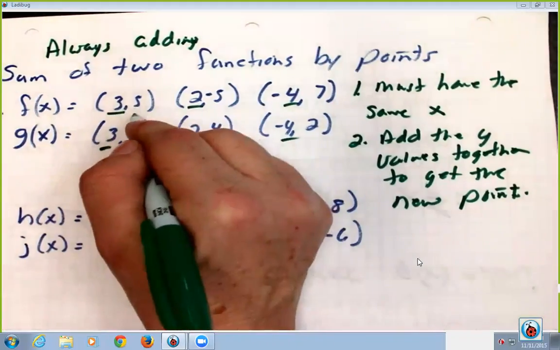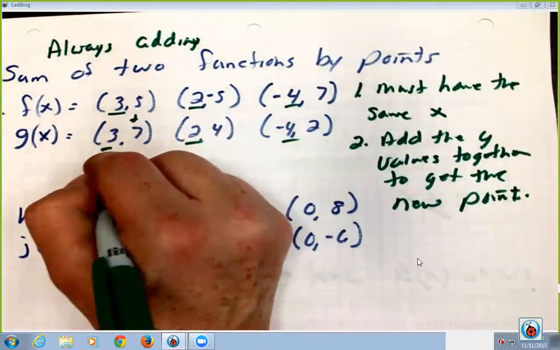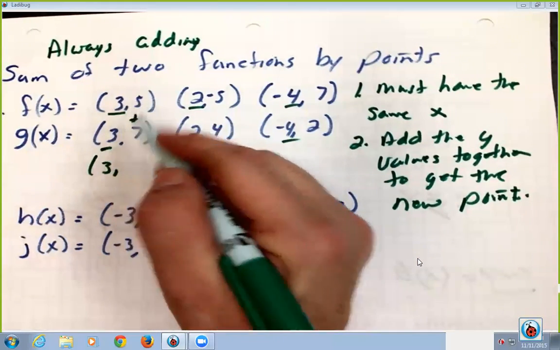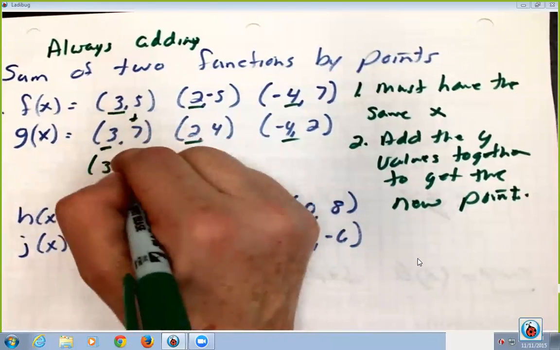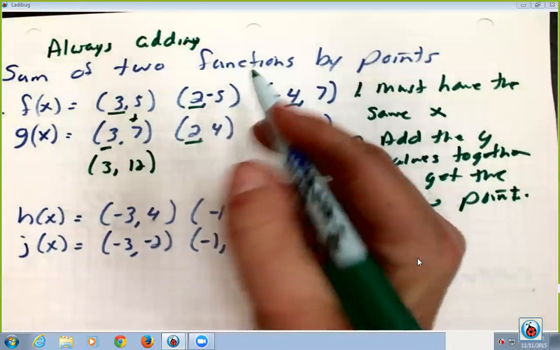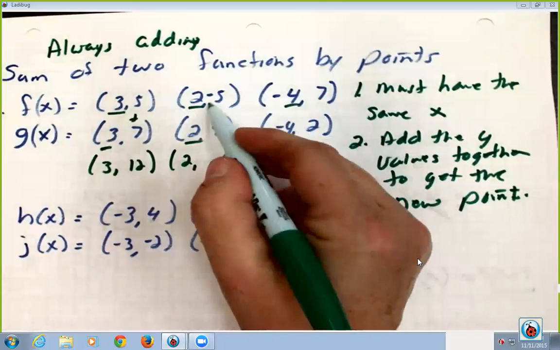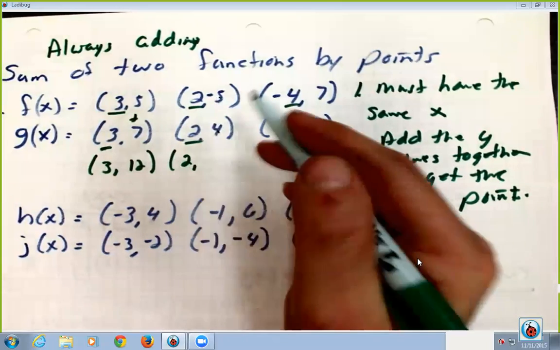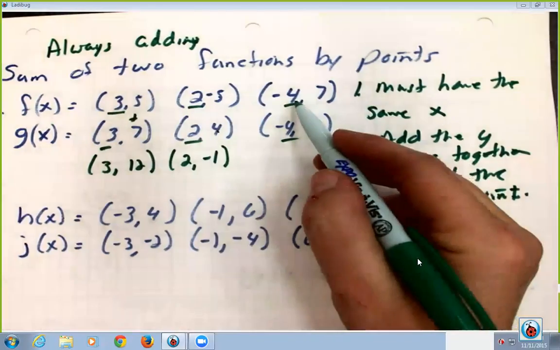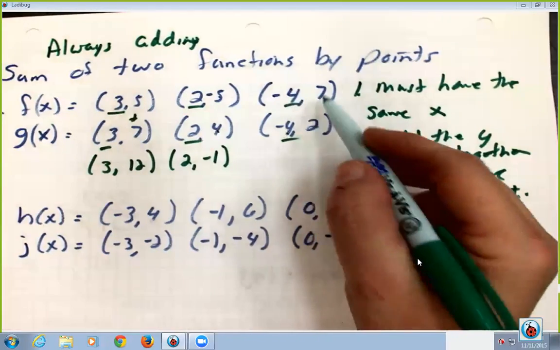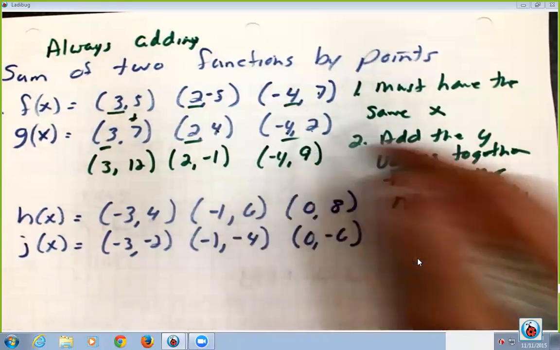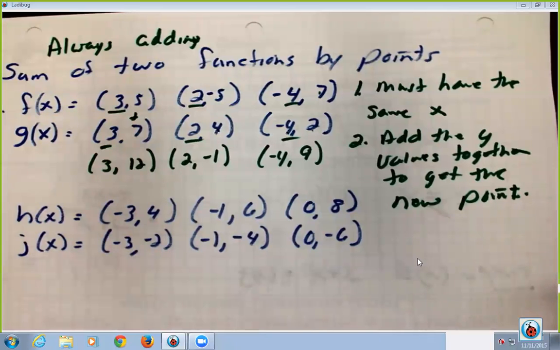So all I need to do is add my 5 and my 7 together to get my new point. So 5 plus 7 ends up giving me 12. Then down here at 2, if I add a negative 5 and a positive 4 together, I get a negative 1. My third point, we're at a negative 4. 7 plus 2 is 9. So what I've done is combined those.